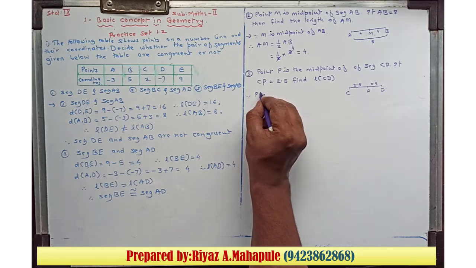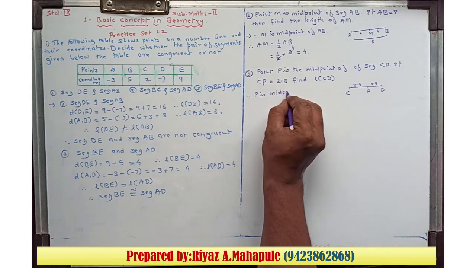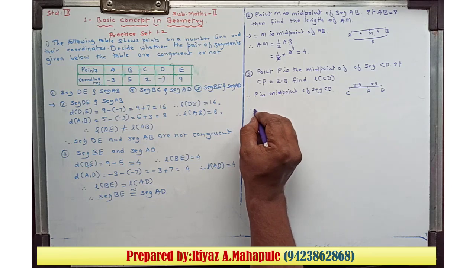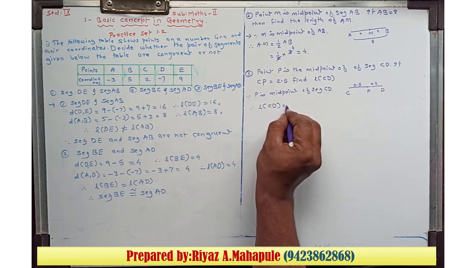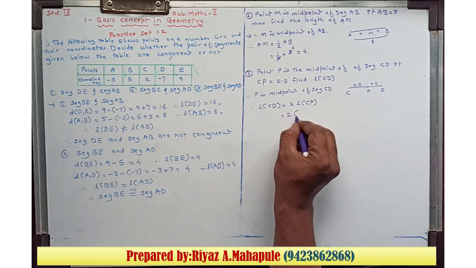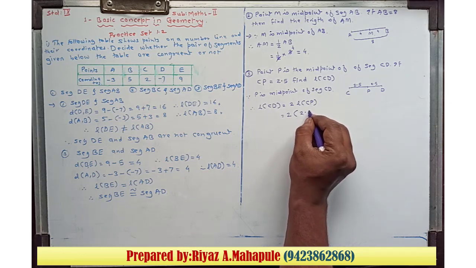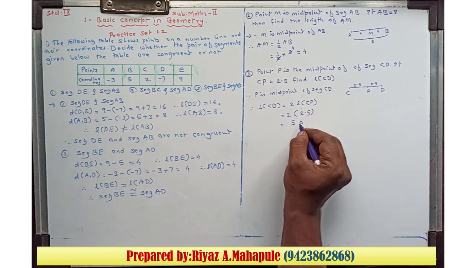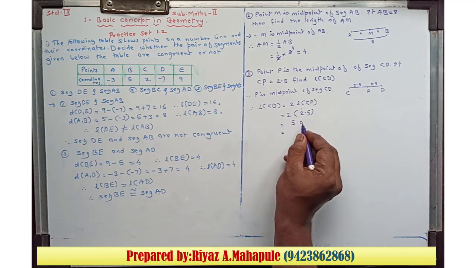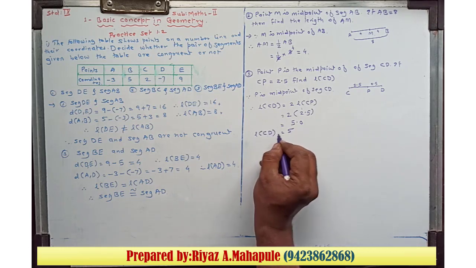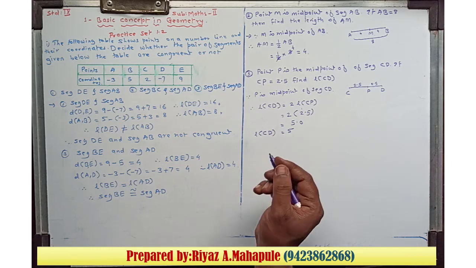Since P is midpoint of segment CD, therefore length of CD is equal to twice the length of CP. That is equal to 2 into CP, which is given as 2.5. So 2.5 times 2: 2 fives are 10, 0 and 1 carry, 2 twos are 4 plus 1 is 5. After the decimal there is 1 digit, so counting 1 digit from the right we put the decimal point, that is equal to 5, and therefore length of CD is equal to 5. Okay, now this is question number 3.